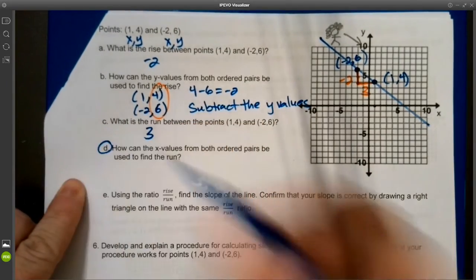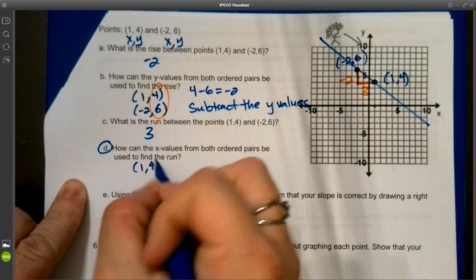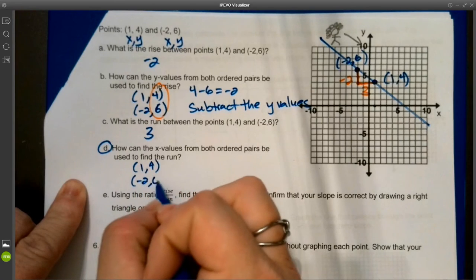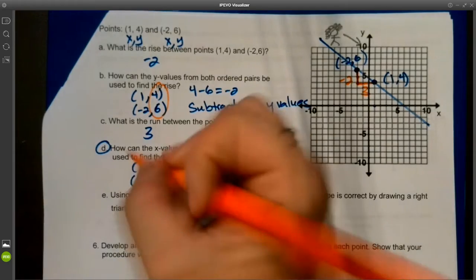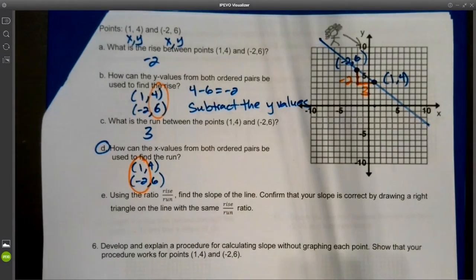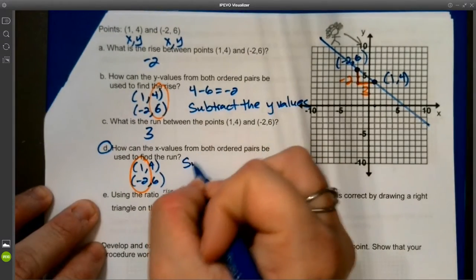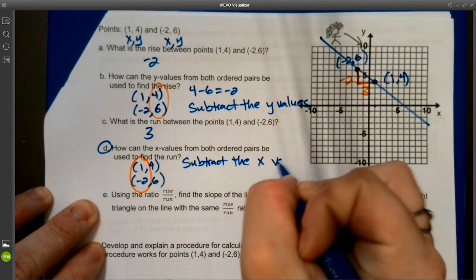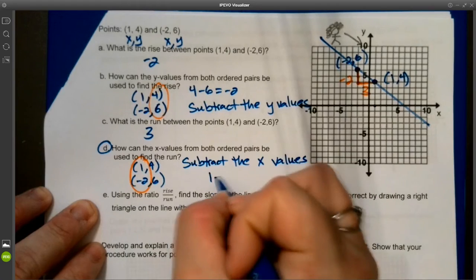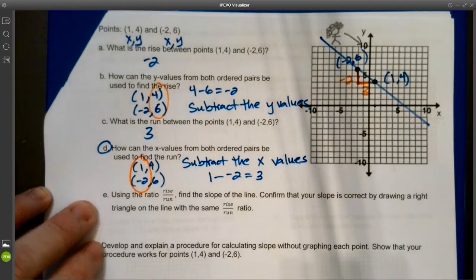But again, for part D, it says, how again can we use those ordered pairs to find the run? Because then we don't have to graph it, which would be kind of nice. And how can we do that? We can do it by subtracting our x values. So if we subtract the x values, we can find our run, which is pretty cool.